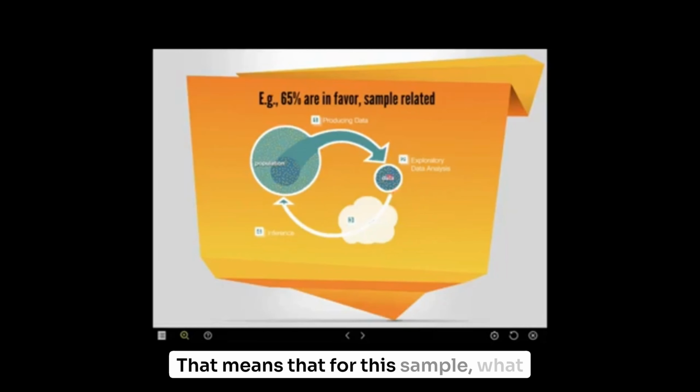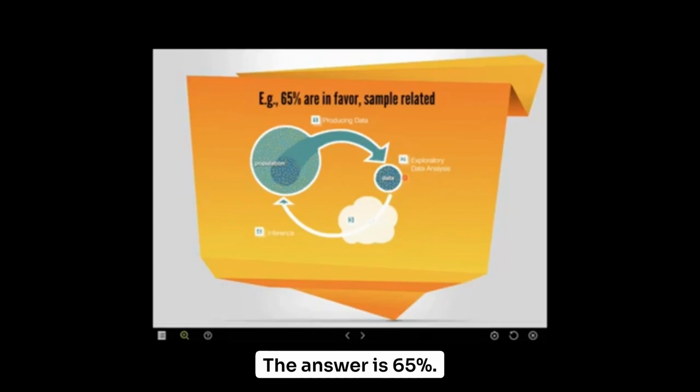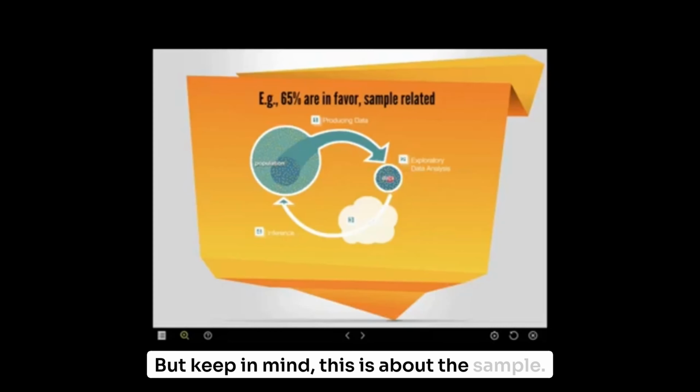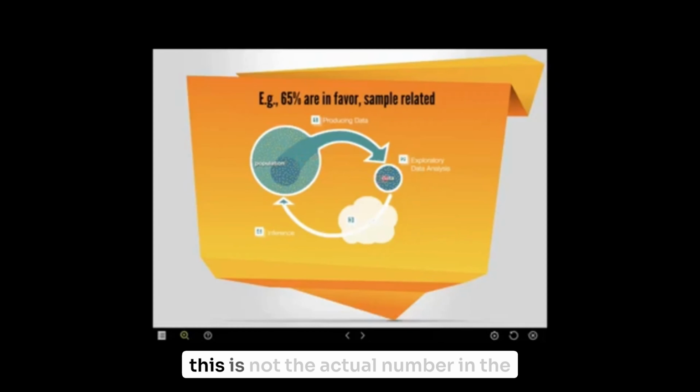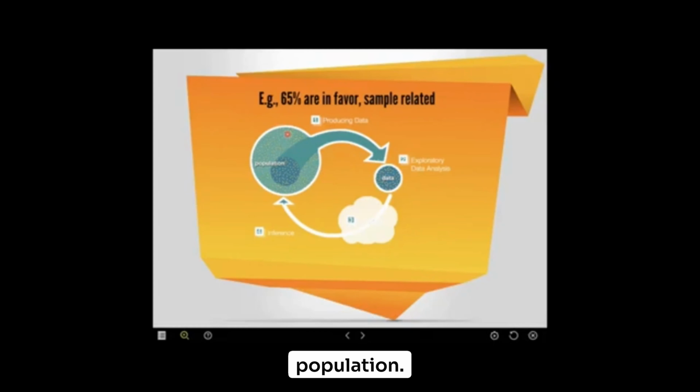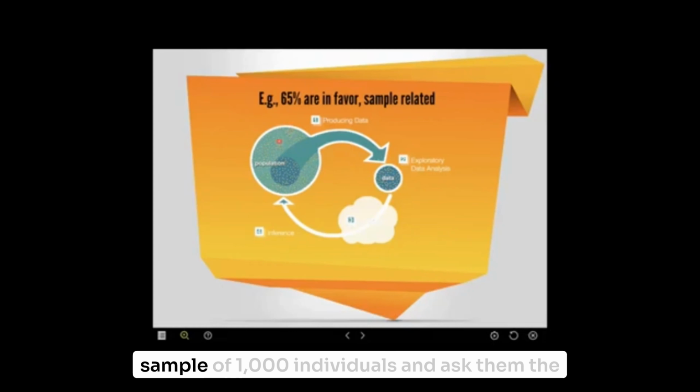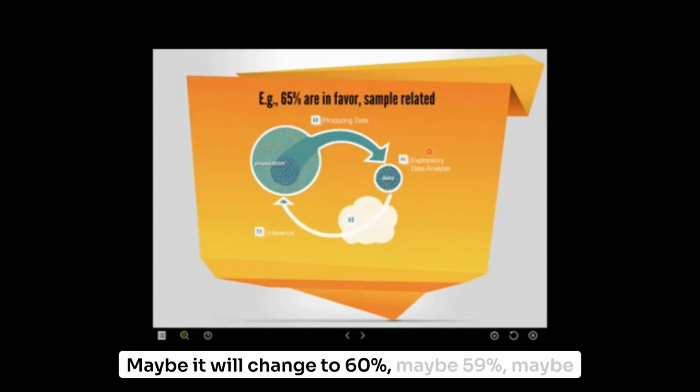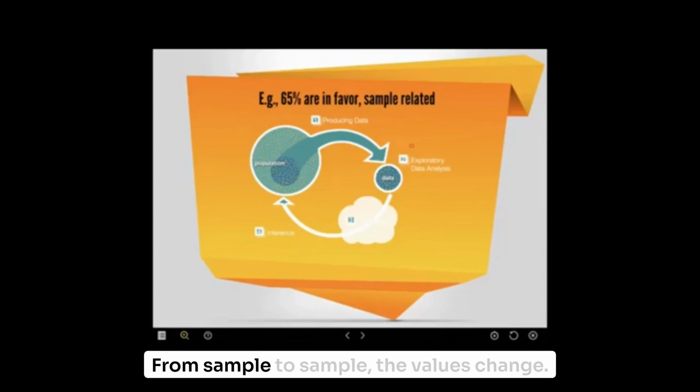That means that for this sample, the percentage of individuals in favor of death penalty is 65%. But keep in mind, this is about the sample. Although it is representative of the population, this is not the actual number in the population. For instance, if you take another random sample of 1,000 individuals and ask them the same question, then you will not exactly get 650 individuals saying they're in favor. Maybe it will change to 60%, maybe 59, maybe 68. From sample to sample, the values change. So the value you get here is specific to the sample that you have randomly selected. And this variability between samples is called sample variability or sampling variability.